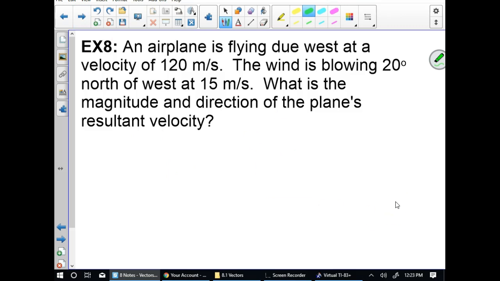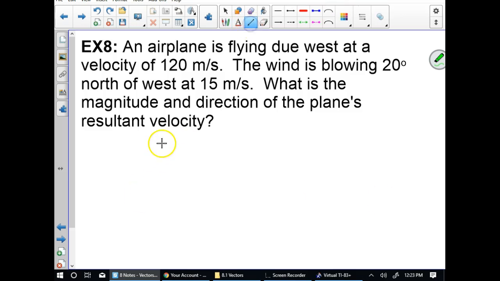So this gets us to what is probably a little bit more realistic of an airplane problem, because in this case, rather than the wind blowing perfectly in one direction, the wind's blowing 20 degrees north of west. We're even going to see some eventually where the plane's not going perfectly west. The plane might be going south of east, and the wind is blowing north of west, and we've got to figure out what happens there.